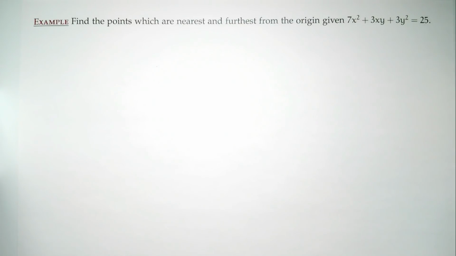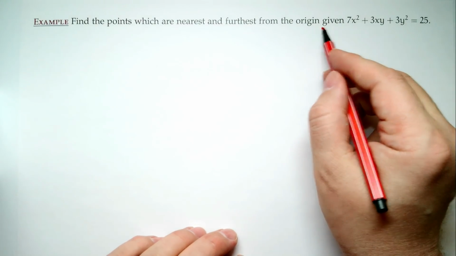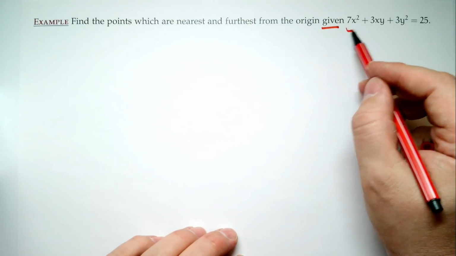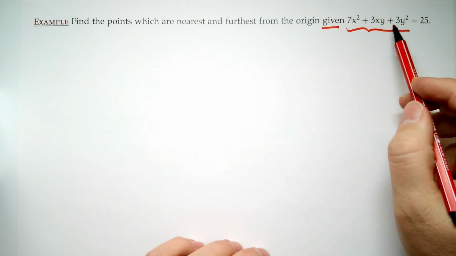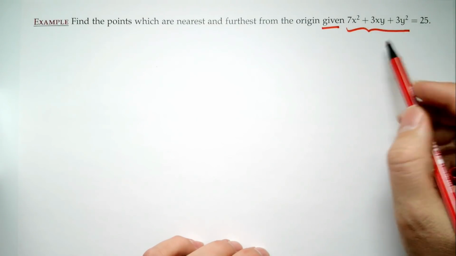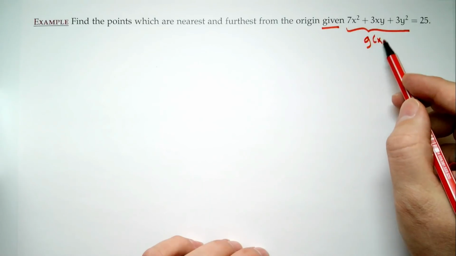What tells us that this is a Lagrange multiplier type problem? The word given. It's practically a given that if you see the word given, Lagrange multiplier. All right, so this function, 7x squared plus 3xy plus 3y squared equals 25, is that my constraint or is that what I'm trying to optimize? It's my constraint. In fact, one of the easy ways to tell is it equals a number. Okay, so here's my constraint.